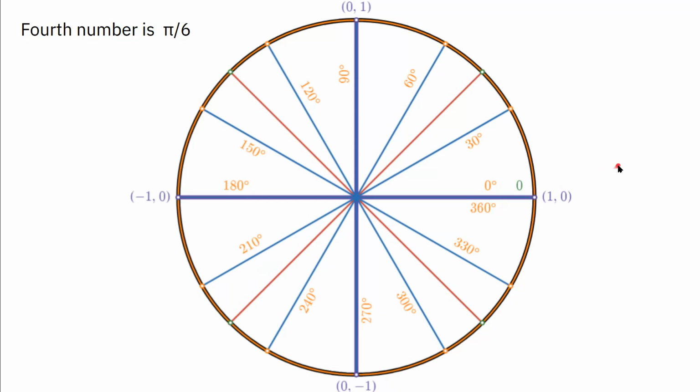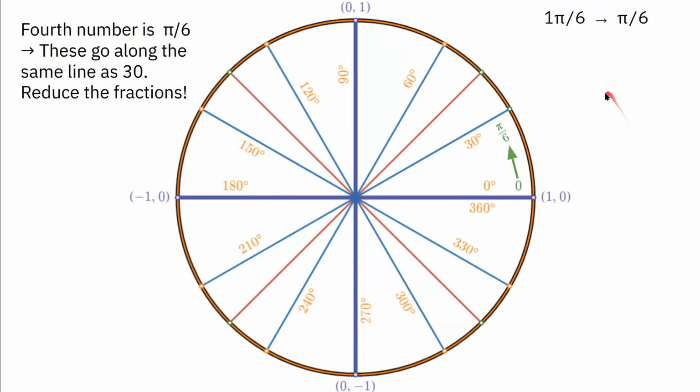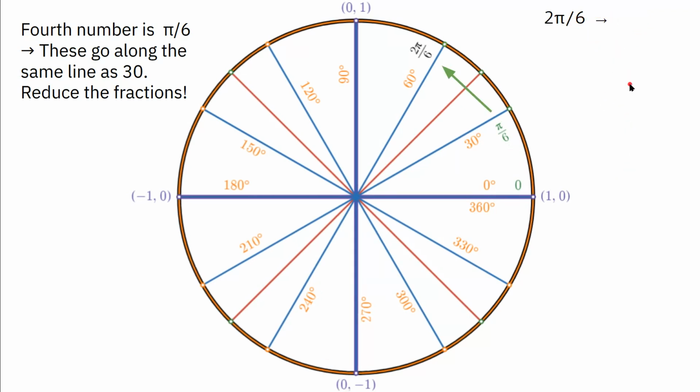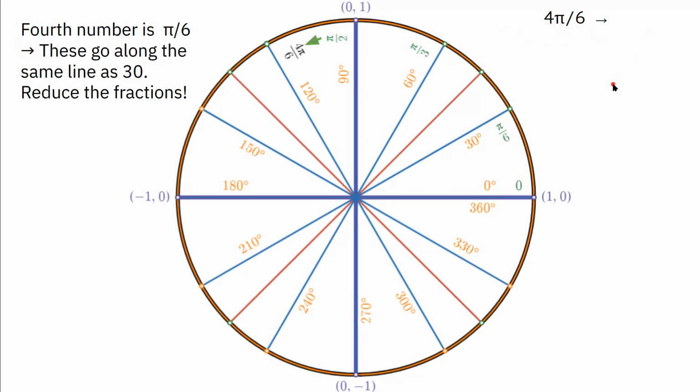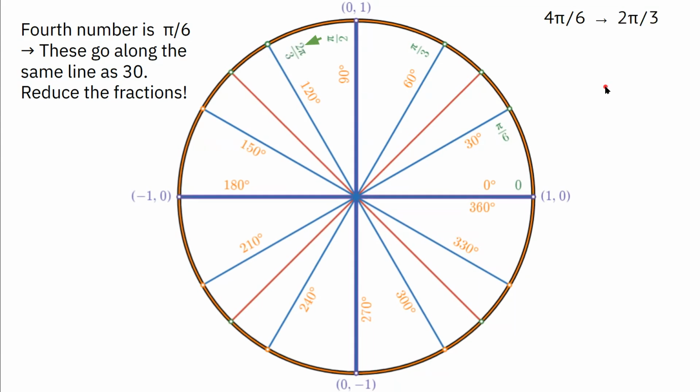Okay, let's do it in green now. So 0 pi over 6 is 0. 1 pi over 6 is just pi over 6. And then 2 pi over 6 we reduce, pi over 3. 3 pi over 6 reduced, we get pi over 2 again. So again, we don't need to write it out. So instead of saying 2 pi over 4, we're saying 3 pi over 6, which they both reduce to pi over 2. And then 4 pi over 6 divided by 2, we get 2 pi over 3.